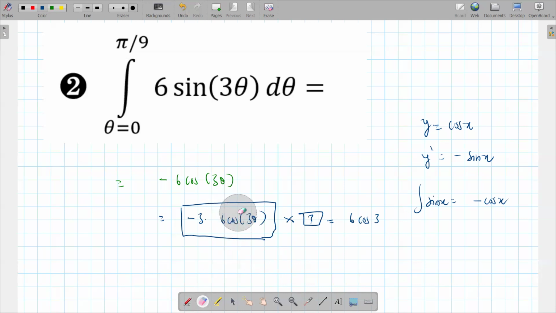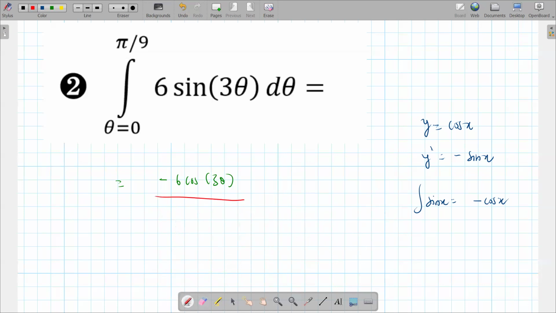Sorry, not 6. I messed up the derivative. It should look like this. You have this, you need to multiply it by something so that the final product looks like this. What is that something? Well, it's 1 over 3. Negative 1 over 3, in fact. So you divide the final answer by negative 3. So you'd multiply this by negative 3.